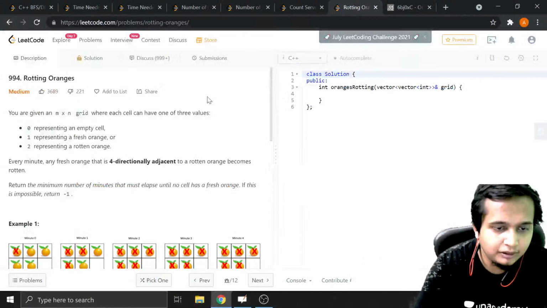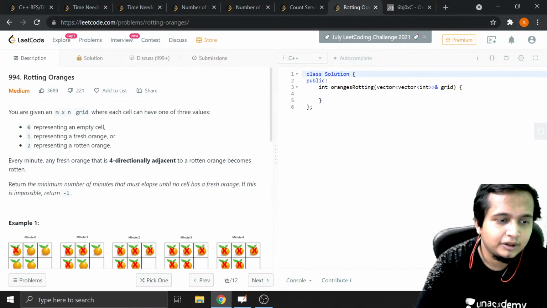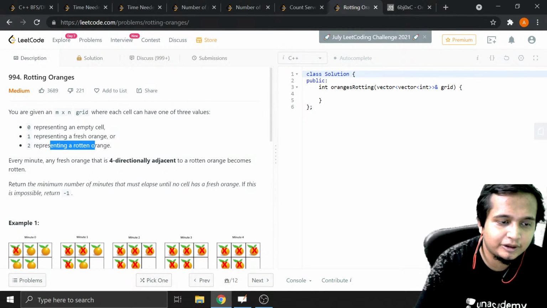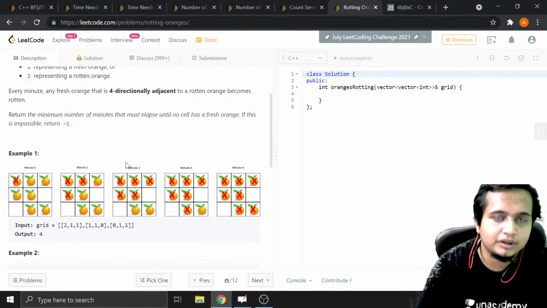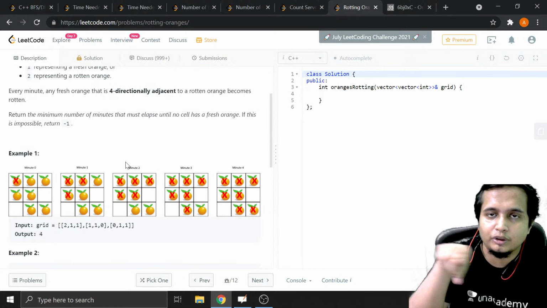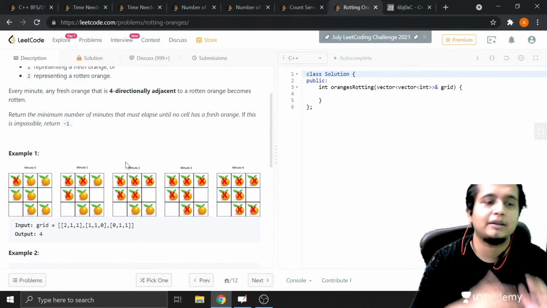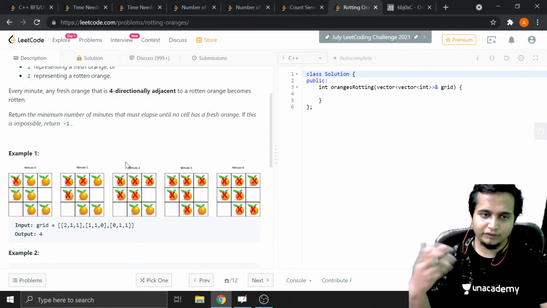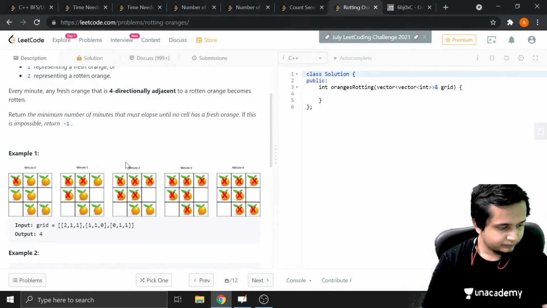Okay, so this is a problem very similar to the problem that I just told you guys. So 0 represents an empty cell, 1 represents a fresh orange, and 2 represents a rotten orange. And every minute, suppose there is some rotten cell over here, it rots all of the cells close to it. And you need to tell what is the minimum number of minutes till the point that all of the oranges which were fresh are actually rotten.